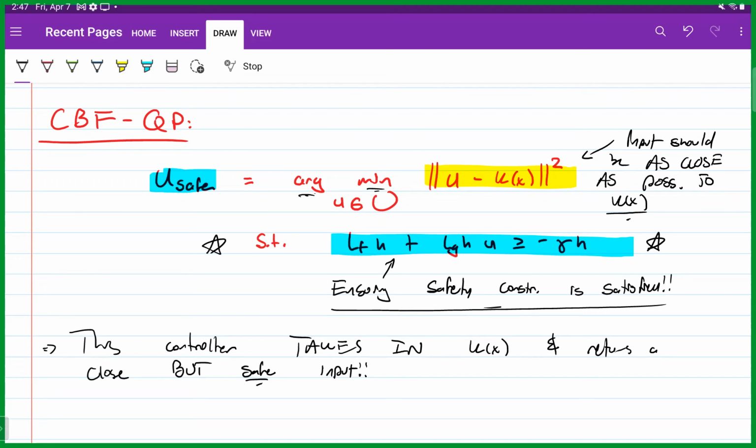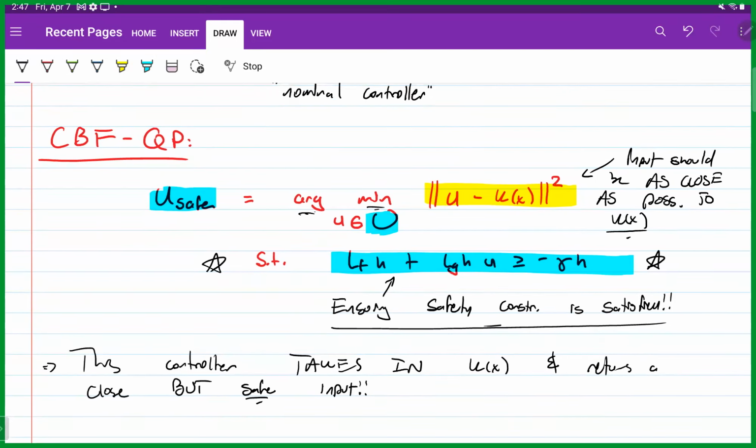So this big set U over here is going to be the set of all possible inputs to the system. A lot of the times we'll assume that U is just going to be like Rn or something. Or in this case, for this to be a quadratic program, we assume U is a special type of set called a convex set. But that's not really something we have to worry about here.